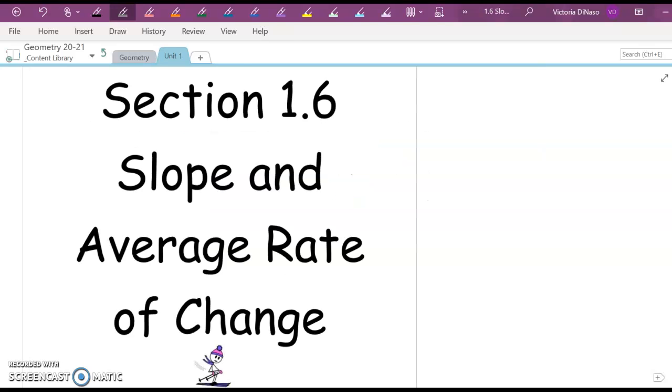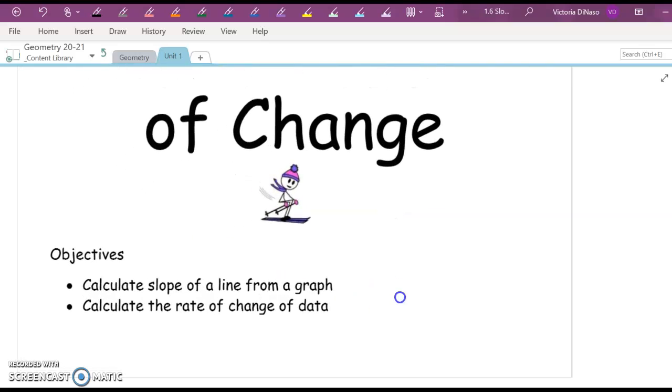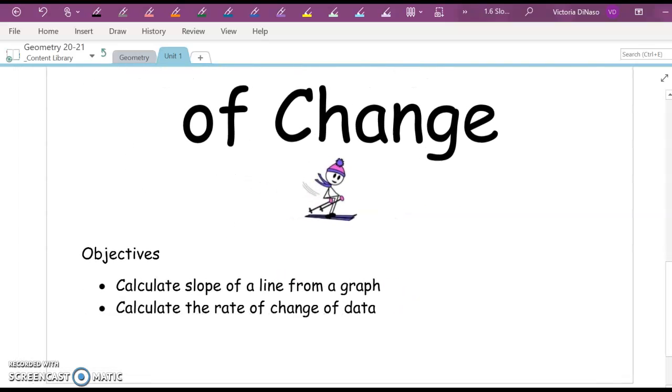So we have successfully been able to calculate the slope of a line from a graph and also calculate the average rate of change from data.